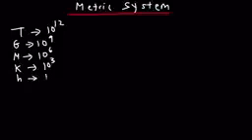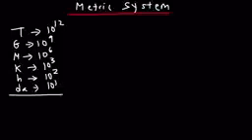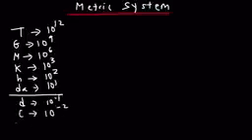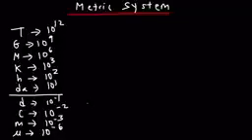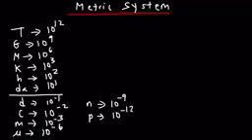Hecto, 10 to the 2. And then deca is 10 to the 1. And then you have your base unit. And then below that, deci is 10 to the minus 1. And then centi, 10 to the minus 2. Milli, 10 to the minus 3. Micro, that's 10 to the minus 6. Nano is 10 to the minus 9. And pico is 10 to the minus 12.